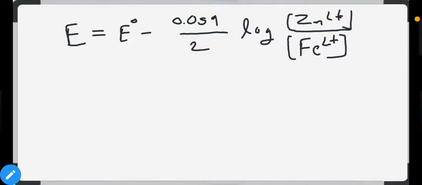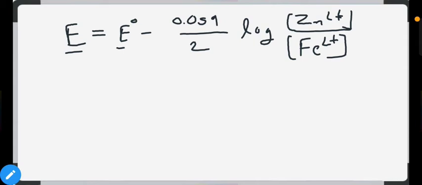So in this case we will find the equilibrium constant, and we know the equation, but for that we first have to find the standard cell potential from the given data, and the equilibrium constant will be found in the second step. As we know, we will use this equation: cell potential is equal to standard cell potential minus 0.059 divided by the number of electrons, which in this case is 2, into log of concentration of product upon concentration of reactant.